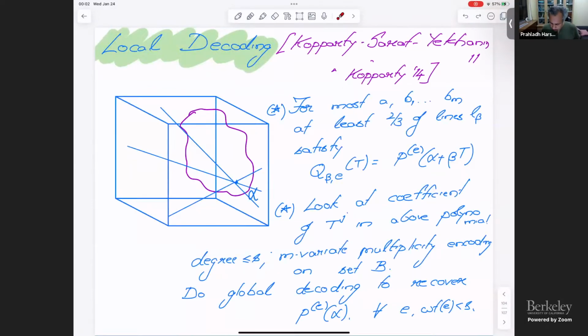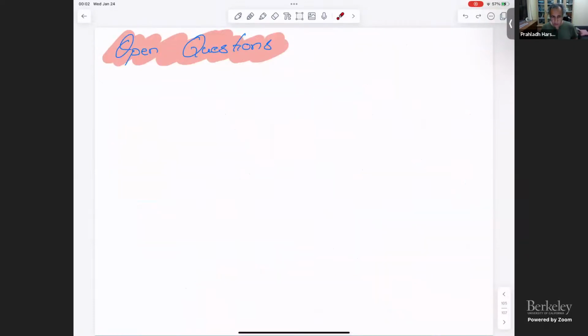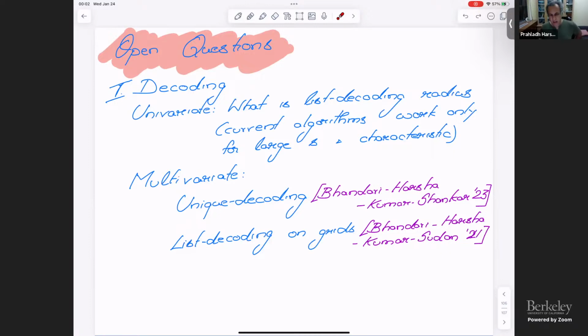Okay. What I will do in the next few minutes is just wrap up with a few open questions. Multiplicity codes, I really love this family of codes. There have been a lot of nice questions. Let me start off with questions related to decoding. The first questions are related to the ones I talked about.